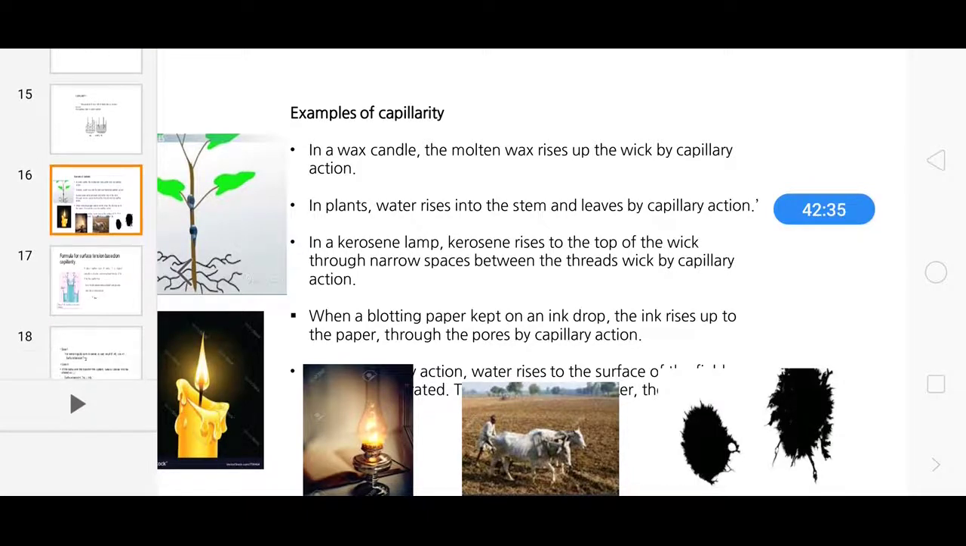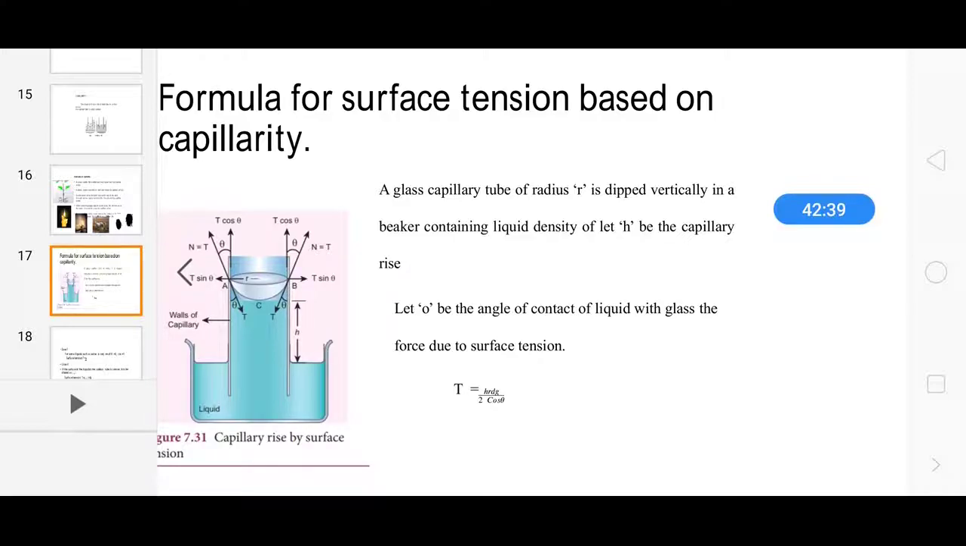And finally we discussed a formula for surface tension based on capillarity. For that I dipped a capillary tube of radius r into the liquid in a beaker. The density of the water is d, r is the radius of the capillary tube, h is the rise of liquid in the capillary tube, g is the acceleration due to gravity, and theta is the angle of contact. Then the surface tension T is equal to h r d g by 2 cos theta. Here theta is the angle of contact. If we take pure water and pure glass, theta is equal to 0, so cos 0 is equal to 1.